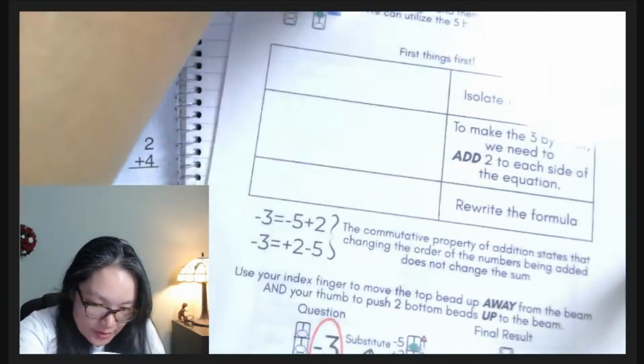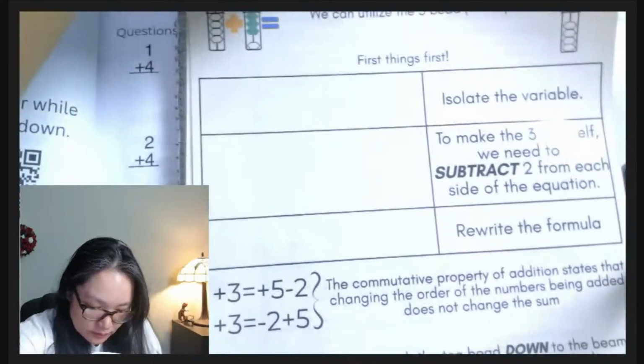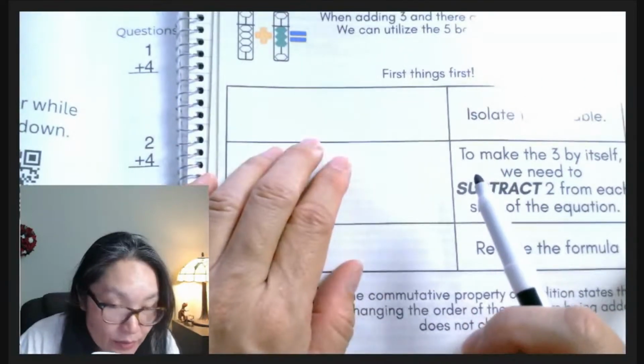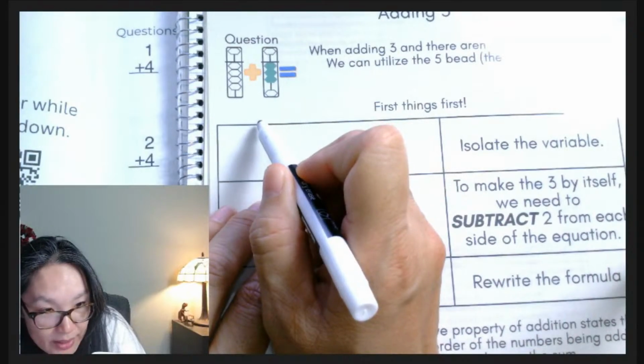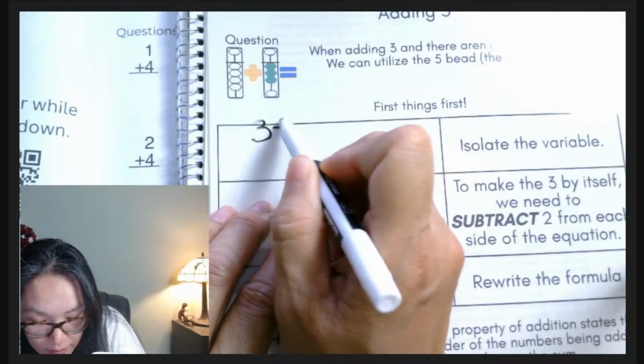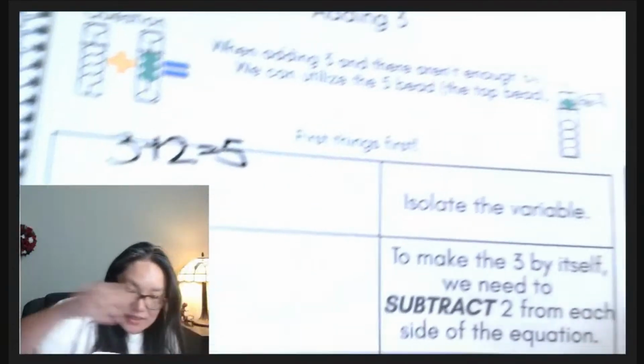We can do the same thing with a 3. So what does that mean? Well, how do we make a 5? We do 3 plus 2 equals 5. There's a whole set.